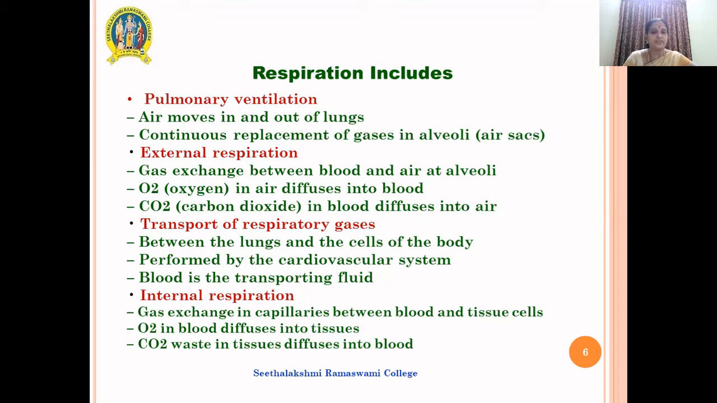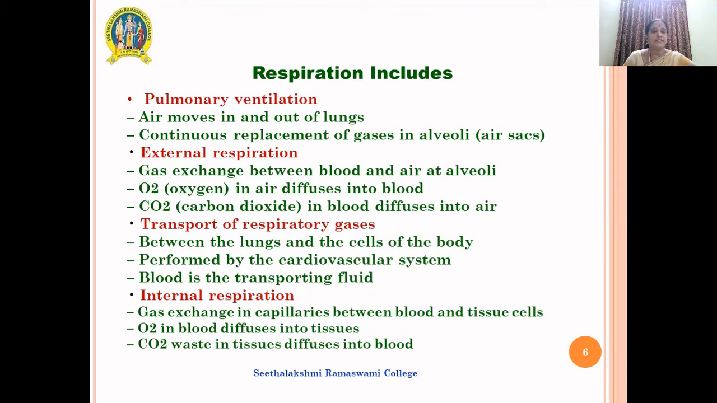External respiration is the gas exchange between the blood and air at the alveoli. Oxygen in the air diffuses into the blood. Carbon dioxide in the blood diffuses into the air. Transportation of respiratory gases also happens through a regular route between the lungs and the cells of the body.